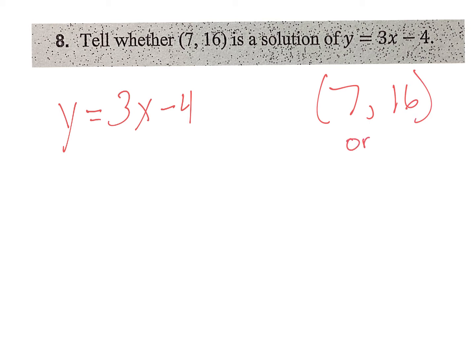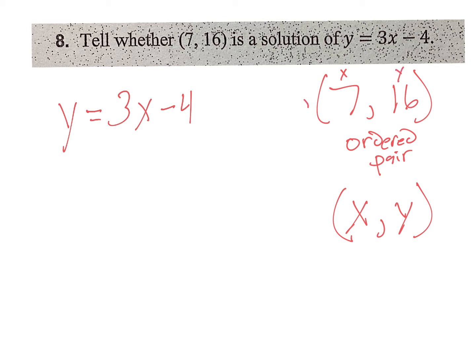Number 8, tell whether (7, 16) is the solution for y equals 3x minus 4. So my equation is y equals 3x minus 4. And when I see something like this, (7, 16), that is considered an ordered pair. And in an ordered pair, you have x first and y second. So now I know this x represents 7 and the y is 16.